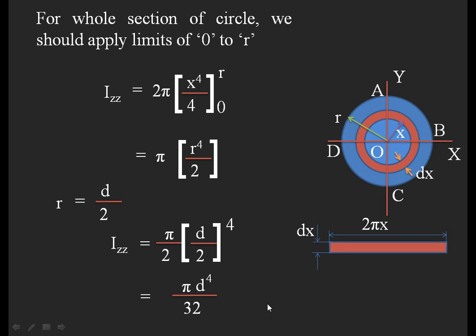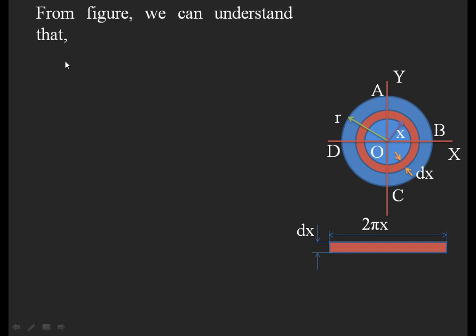Okay, so with reference to this moment of inertia about the z axis, we have to find out what is the moment of inertia about the x axis and what is the moment of inertia about the y axis. So from the figure we first have to analyze. From the figure we can understand that the moment of inertia about the x axis is equal to the moment of inertia about the y axis. Why? Because these two axes are dividing the plane into two equal parts. So whatever moment of inertia we get about the x axis will be equal to the moment of inertia about the y axis.